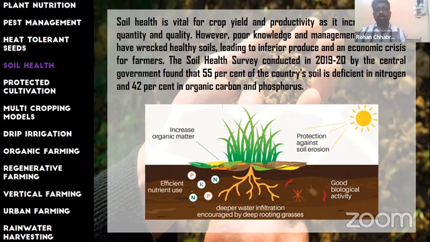33% of the country's soil is deficient in zinc, 22% is deficient in boron, and the other micronutrients. And all these micronutrients also play an important role in protecting plants and increasing the productivity of the plants. And therefore, it is important that we have good biological activity and we should have good nutrients in our soil. And for that, organic farming is the best method.